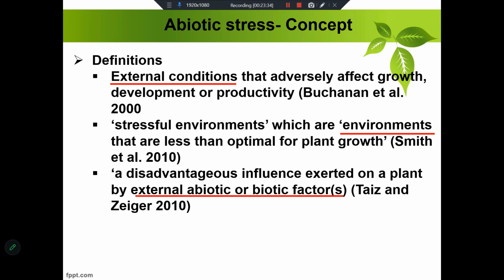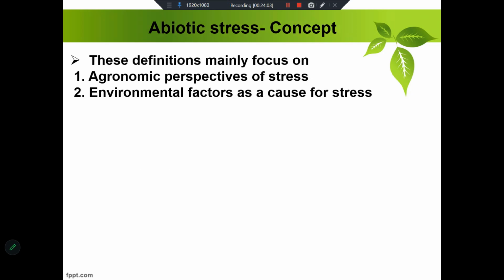So likewise, disadvantages or stress, everything is from our view. We think they are in a stressful environment, but we actually don't know whether they are in a stressful environment or not. So I think you got my point. I will explain another thing because I want to give you one important aspect of these abiotic stressors. That is why I am talking about all these things.